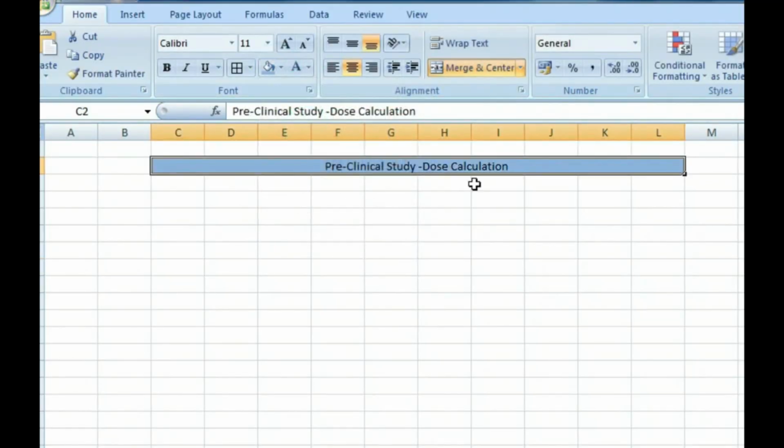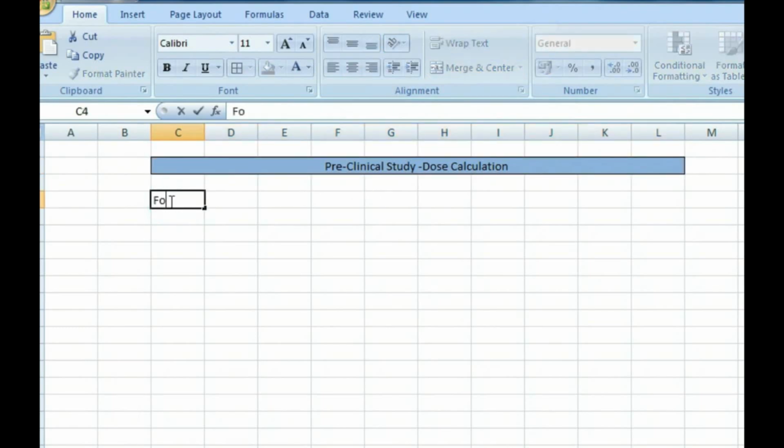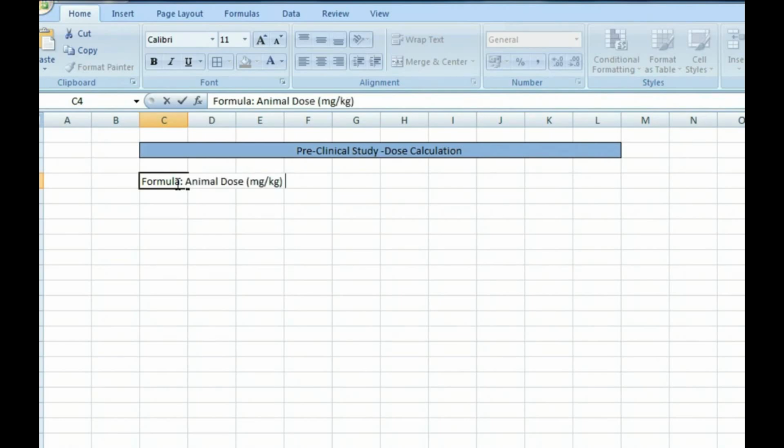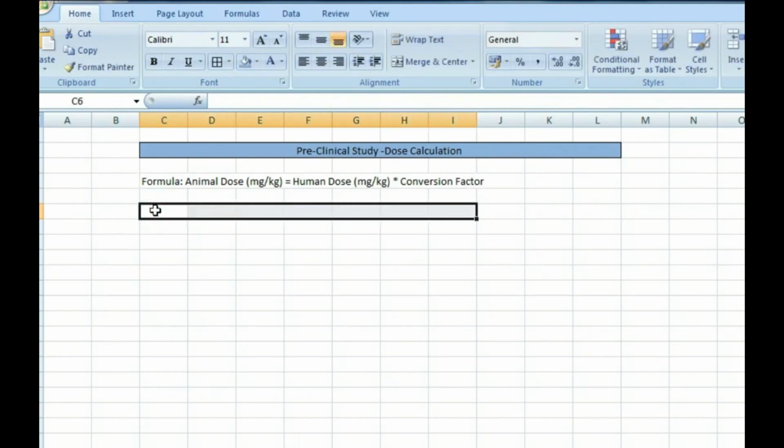Preclinical study dose calculation. This is our headline, and here we are going to write the formula. So animal dose mg per kg is equal to human dose mg per kg into conversion factor. This is a simple formula that we are using for calculation of animal doses. And next we will see in detail how to use this formula.